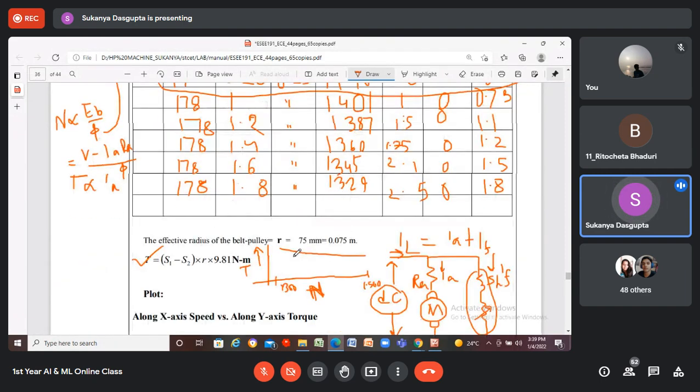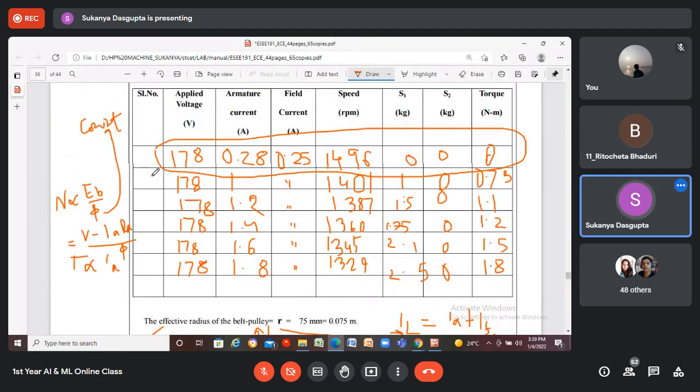If you consider this, you will get this type of graph, because the no load characteristic curve is something different from the loaded characteristic curve. So we'll take only these readings while we are drawing the graph. Okay? I forgot to mention that. You will not take this one while we are drawing the graph.